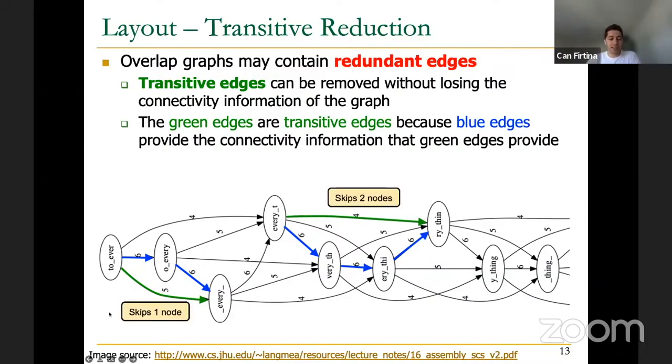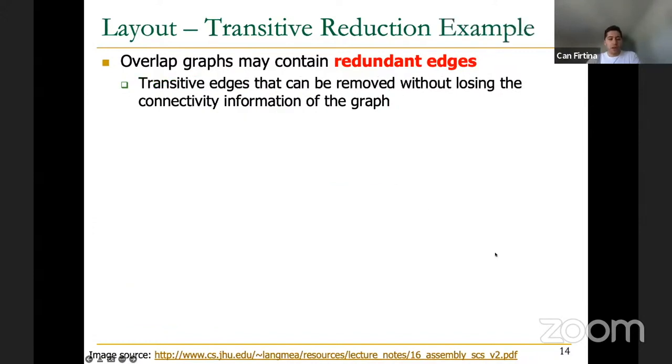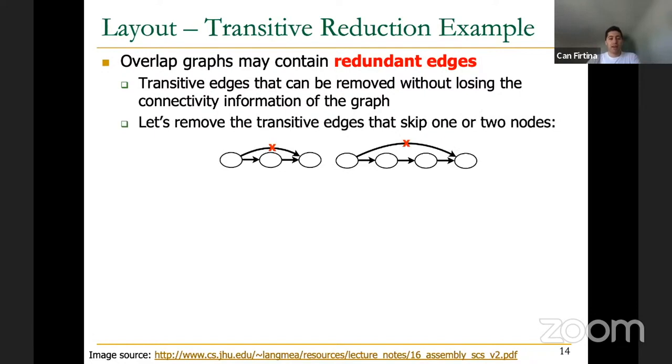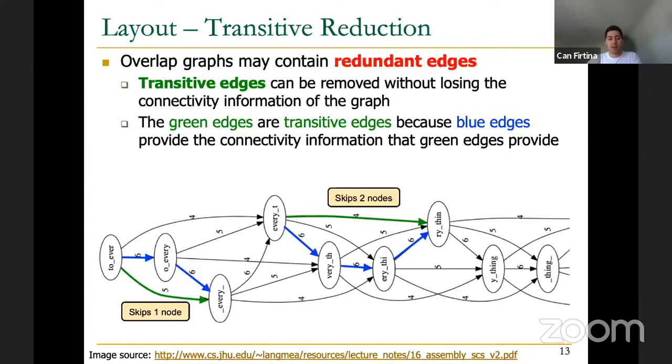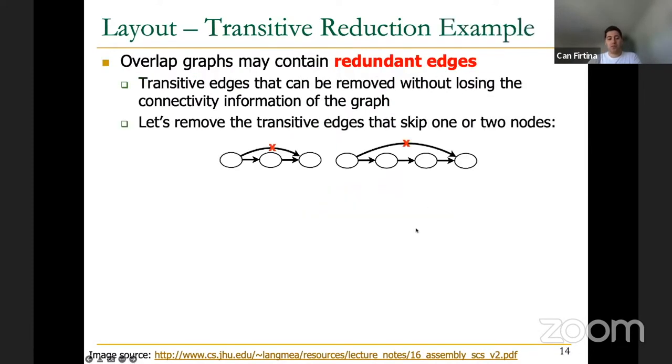So in this case, this transitive edge skips one node, and here in this case, there's another one that skips two nodes. So although we visit more nodes, it's okay. Our goal is just to simplify the graph right now. So all right, then let's provide more examples. As we said, overlap graphs may contain redundant edges. For example, let's just remove transitive edges that skip either one or two nodes, as in this example, right? This skips one node and this skips two nodes.